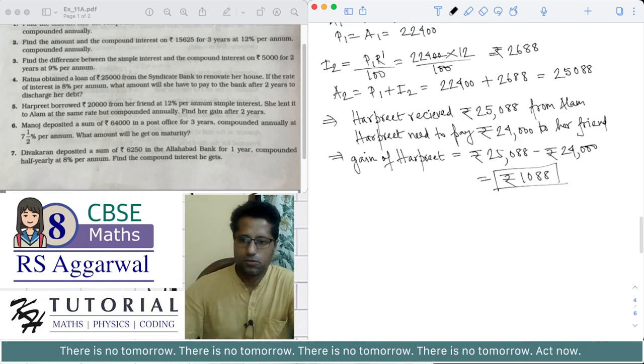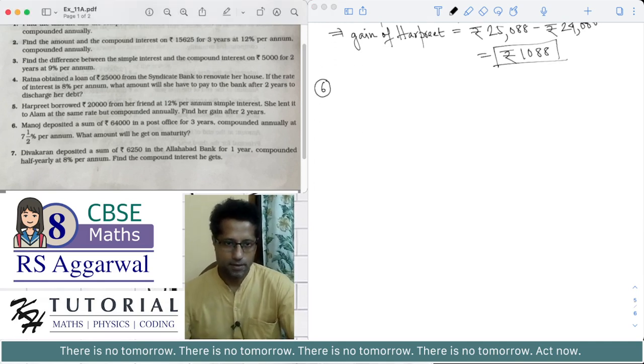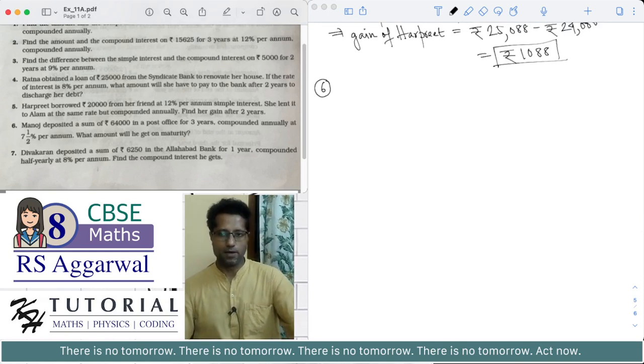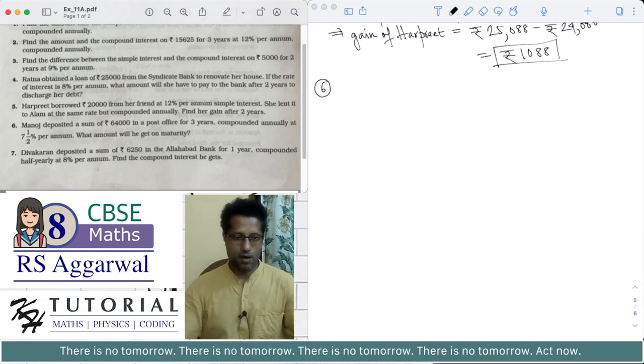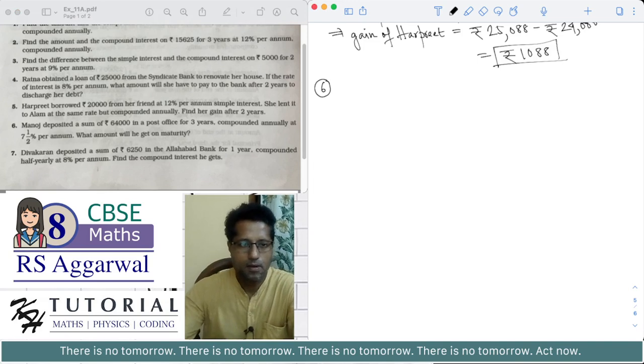Okay, let's do problem number 6. Manoj deposited a sum of 64,000 in a post office for 3 years, compounded annually at 7.5% per annum. So we have the original principal, which is given to be 64,000.